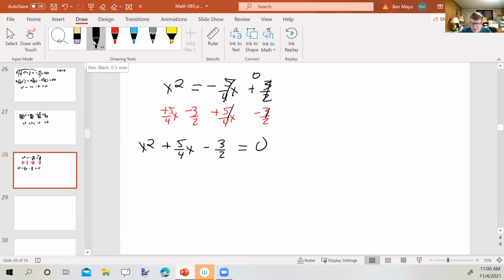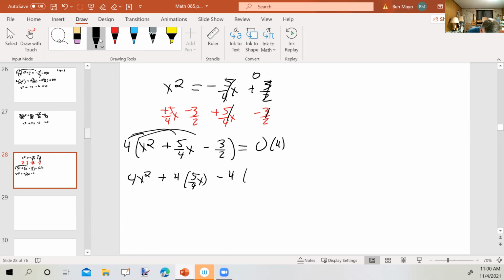To get rid of the fractions, the least common denominator of the implied 1 here, and then the 4 and the 2 would be 4. So I'm going to multiply both sides of the equation by 4. So 4x squared plus 4 times 5/4 x minus 4 times 3/2 equals 4 times 0.